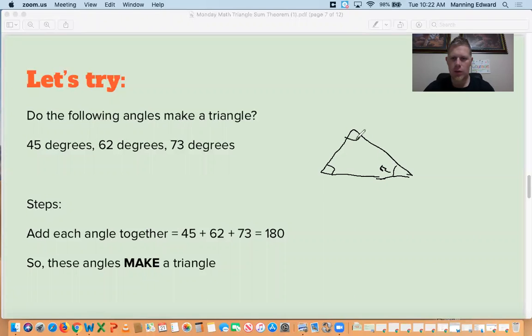And my 73 would be up here. That's another thing, guys. You might notice different lines. The reason we put one line on one, two lines on another, and three lines on another is to designate different angles. Sometimes you might see another triangle, and it might have three lines here. We're trying to tell you that this angle is related to this angle.